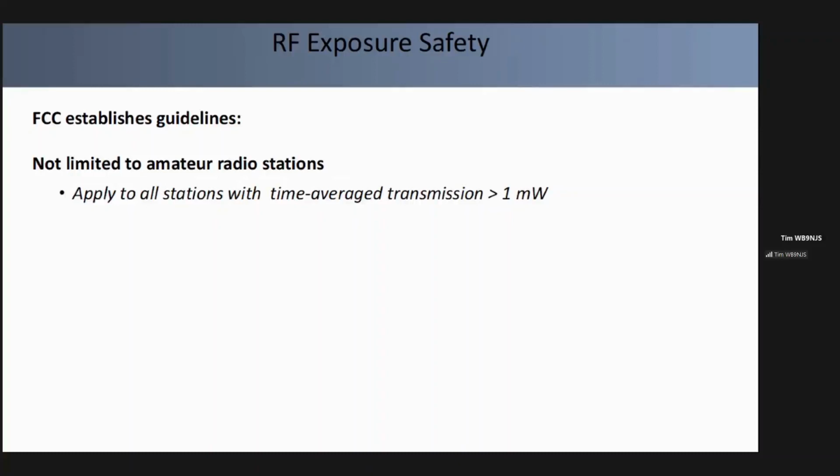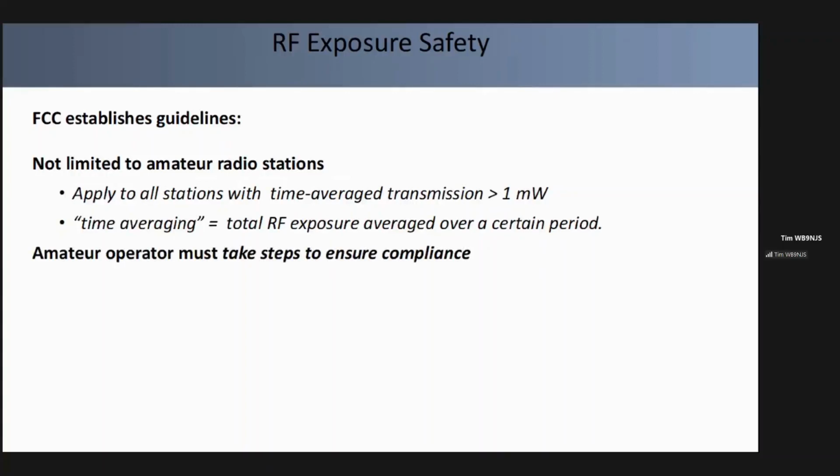You may ask, what's a time average transmission? Again, from the question pool: time averaging is the total RF exposure averaged over a specified or certain time period. I think the question says averaged over a certain time period. So that's what time averaged transmission is. So again, all stations, not just ham stations, and a very low threshold for time average transmission.